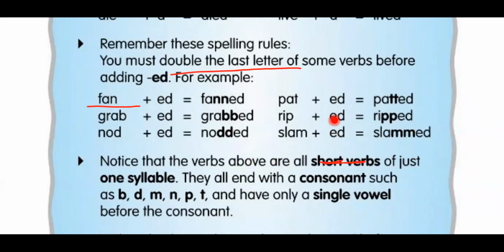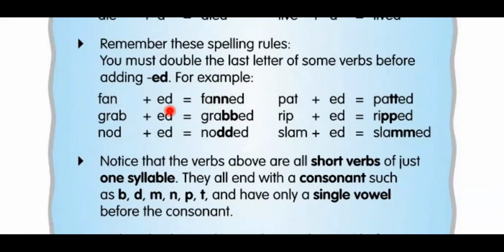Rip, ripped. Slam, slammed. Pat, patted. Okay. So these are nothing but simple past tense. For these words, what have we done? We have doubled the last letter. Okay, what have we done here, tell me. Yes, Inaya, tell me. The last letters. Very good. We have doubled the last letter. Then we added ED to it.